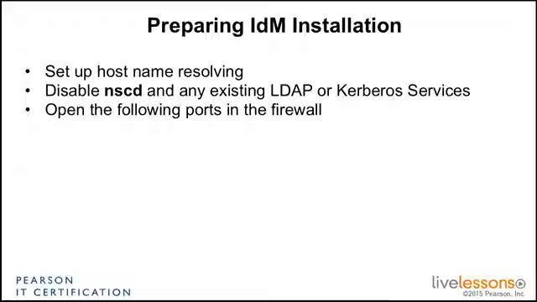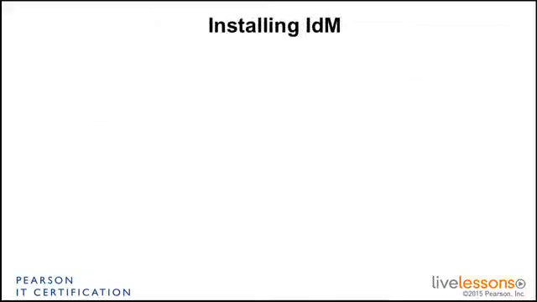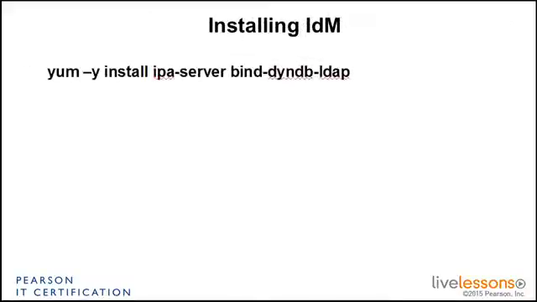Just make sure that these ports aren't blocked, otherwise your free IPA server will not work. Next, you can proceed and do the installation yourself. The packages are included in the default repositories. So if you have installed CentOS 7, you can just type yum -y install ipa-server bind bind-dyndb-ldap.